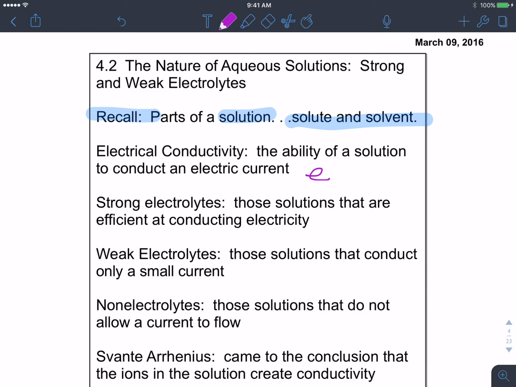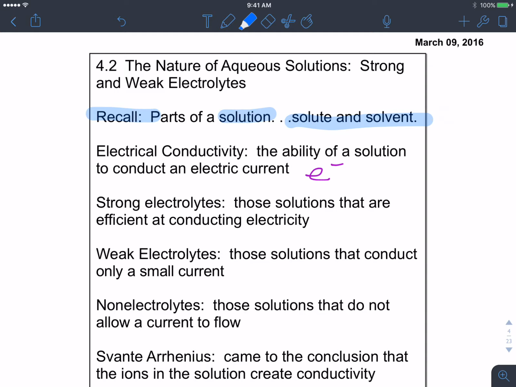Now, electric currents are nothing more than the movement of electrons. And so if we have ions who are free or want to give or receive different amounts of electrons, when those electrons are being transferred, we can have electrical conductivity. That's why salt water conducts electricity.